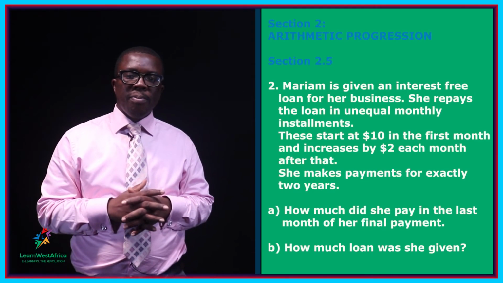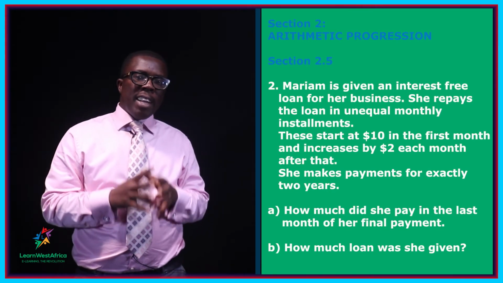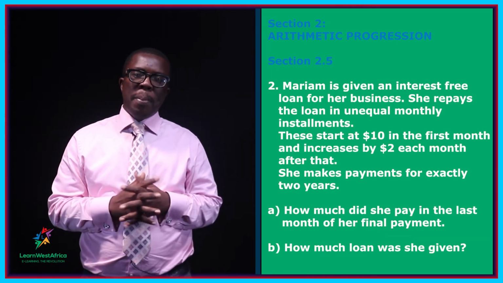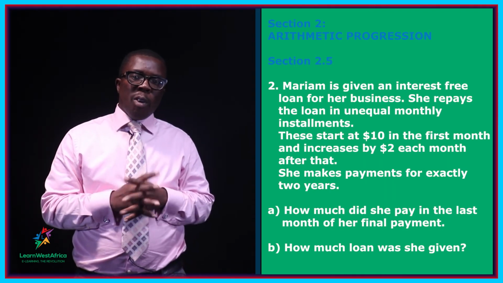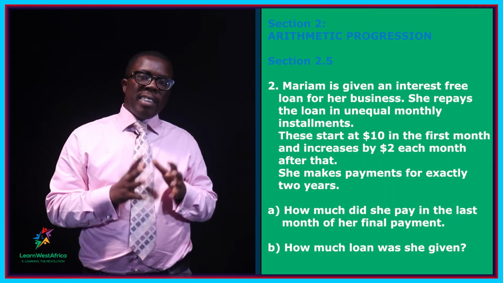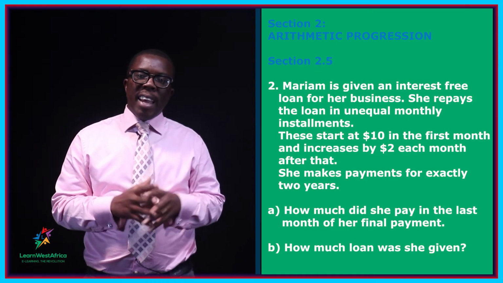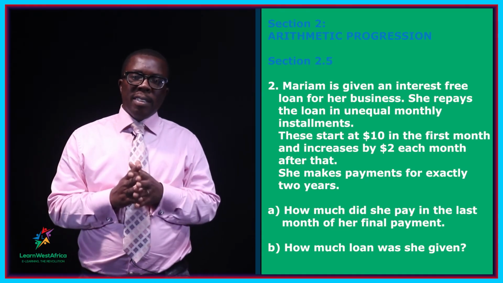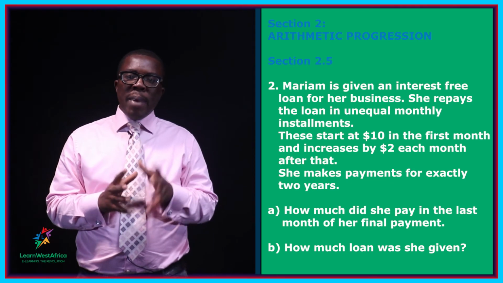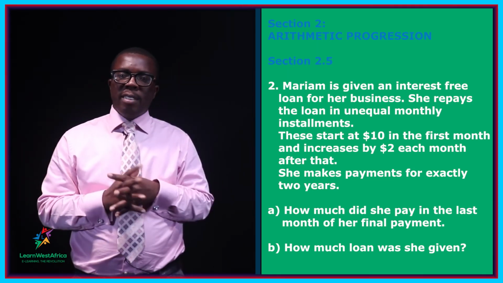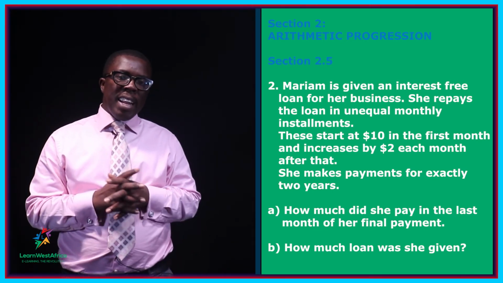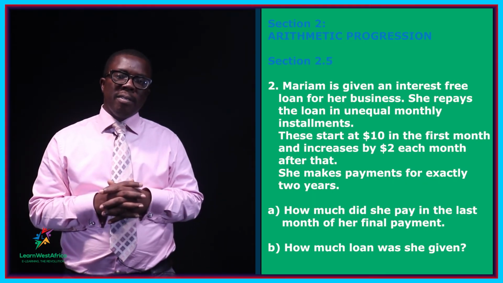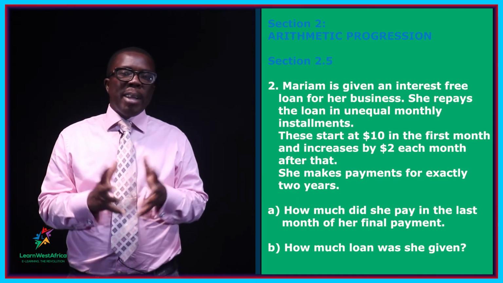Question 2. Miriam is given an interest-free loan for her business. She repays the loan with equal monthly installments. These start at $10 in the first month and increase by $2 each month after that. She makes payments for exactly 2 years. Question A: how much did she pay in the last month for her final payment? B: how much loan was she given?